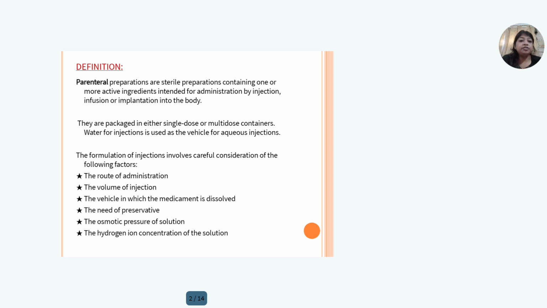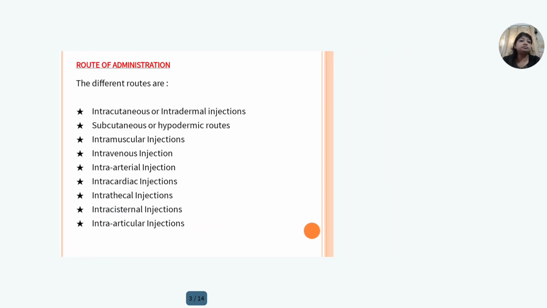The formulation of injectables involves a very careful consideration of many factors like the route of administration, the volume of injection that has to be given to the patient's body, the vehicle we use in the preparation of the dosage form, the need of preservative, the osmotic pressure of the solution, and the hydrogen ion concentration of the solution. Today, I will discuss in detail the route of administration.